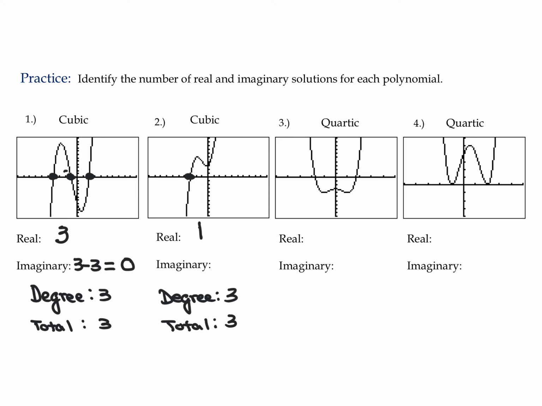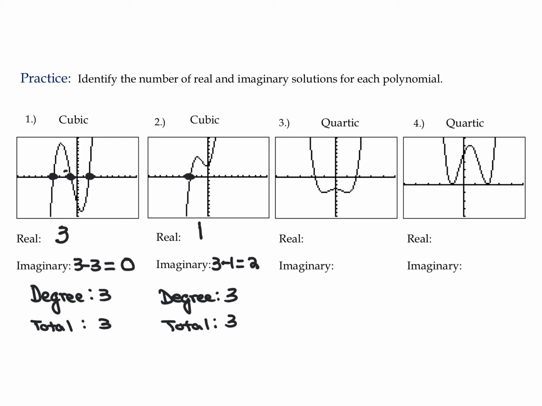So to get the imaginary, we're going to subtract 3 minus 1, which gives us 2 imaginary roots. Remember, imaginary roots have to come in pairs. So you're either going to have 2, 4, 6. You're not going to have an odd number of imaginary roots.